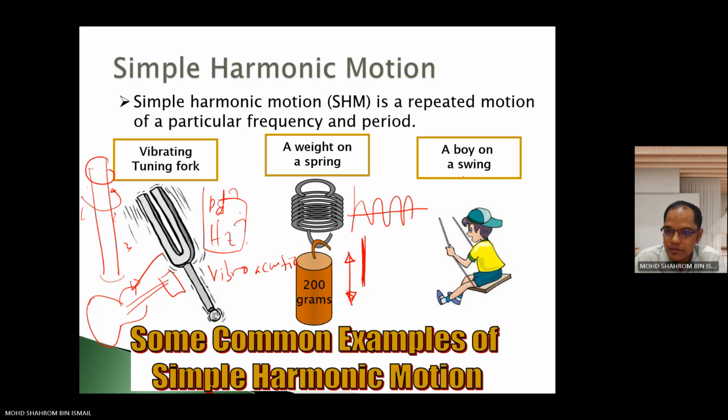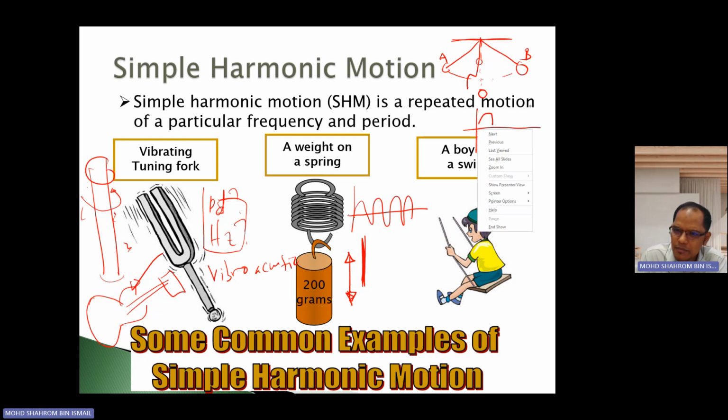Another case is a boy on a swing. Let's say this is the swing, and this is the boy, sitting. He swings from point A to point B, and the natural axis is point 0. So it swings to point A, then to point B, and keeps on until the kinetic energy is depleted. If we manage to measure that kind of motion, it is supposed to give us some motion like this.